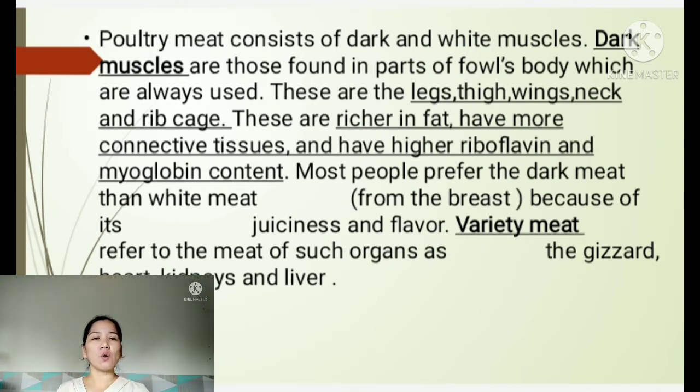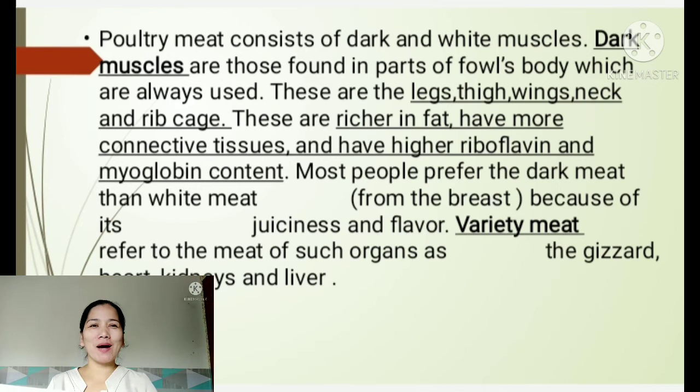So dark muscles are those found in parts of the fowl's body which are used. These are the legs, thigh, wings, neck, and rib cage. These are richer in fat and they have more connective tissues and have higher riboflavin and myoglobin content. So most people prefer the dark meat over the white meat because of its juiciness and flavor. Variety meat refers to the meat of such organs as the gizzard, heart, kidneys, and liver.